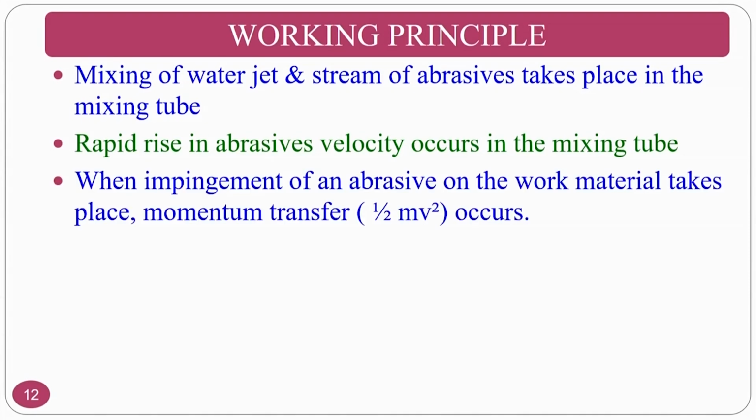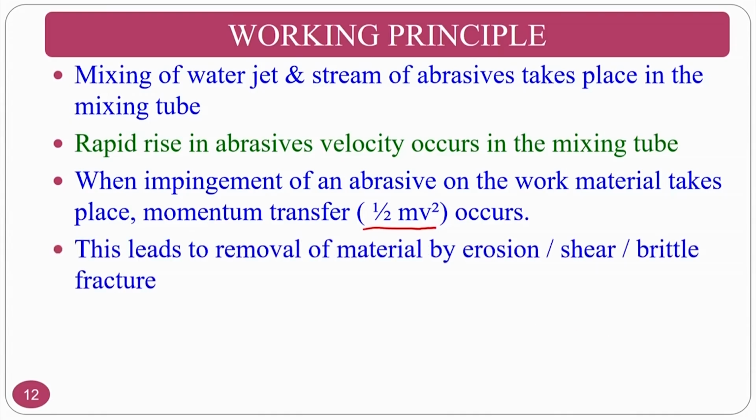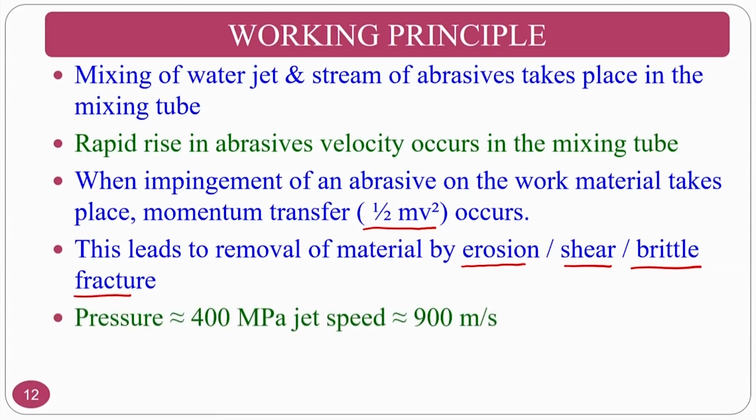When the impingement of the abrasives on the workpiece material takes place, the momentum transfer, that is the kinetic energy of the abrasive particles, occurs, and the material removal takes place by shearing action or erosion. In brittle materials, it will be like a brittle fracture. In ductile materials, normally it will be shearing action or erosion. The pressure normally used is 400 megapascal. Jet speed will be around 900 meters per second, which is high.